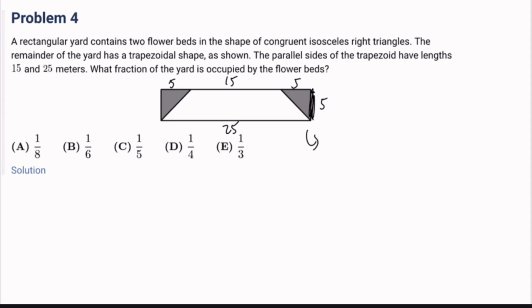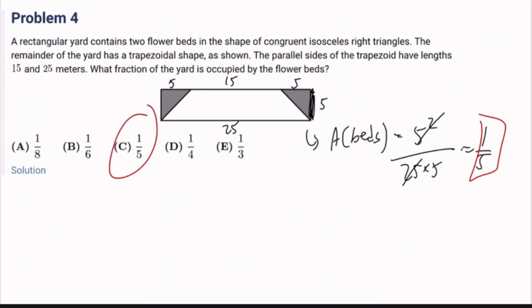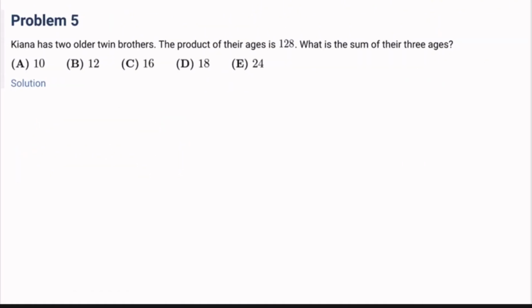The area of the flower beds is going to be equal to this plus this, right? Which is just 5 squared. And then the total area is 25 times 5, right? So these two will cancel. This is 1 over 5. So this is the answer. It's C.